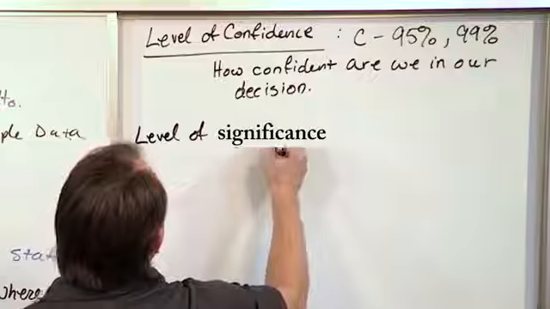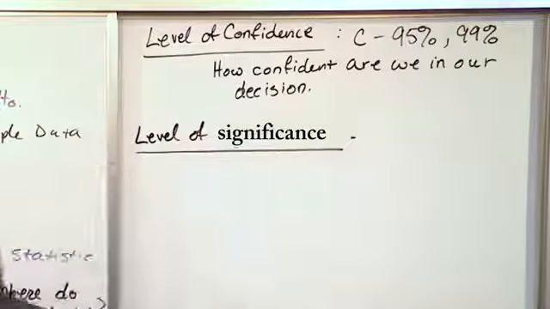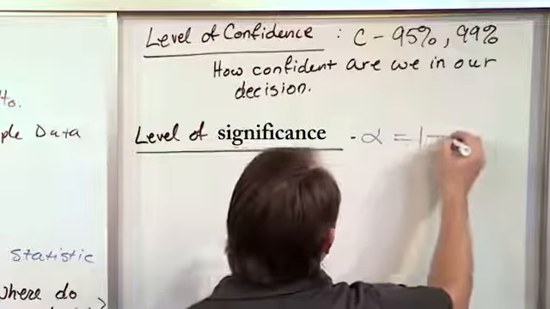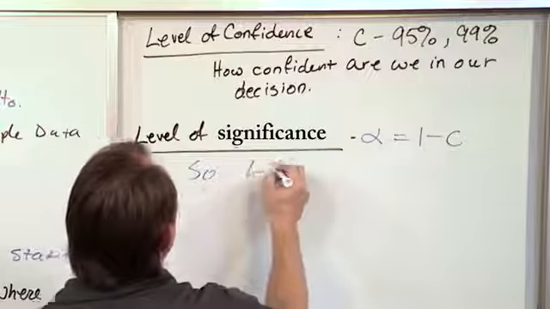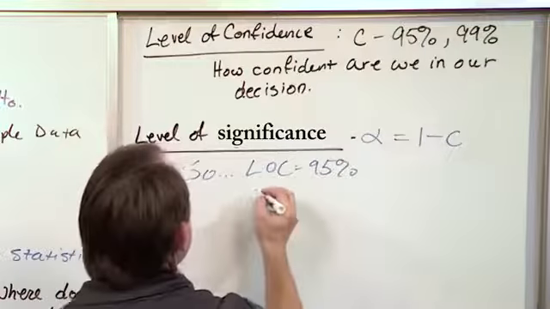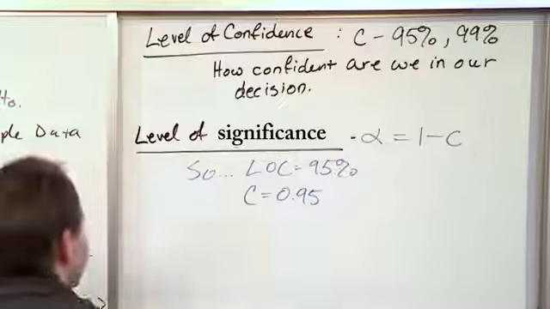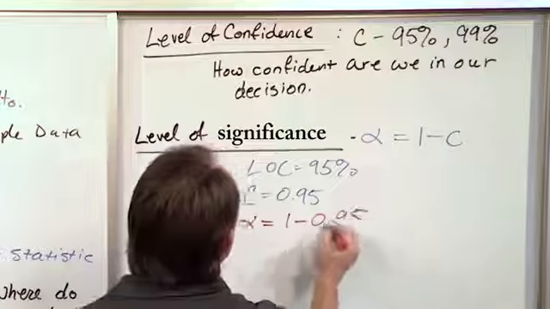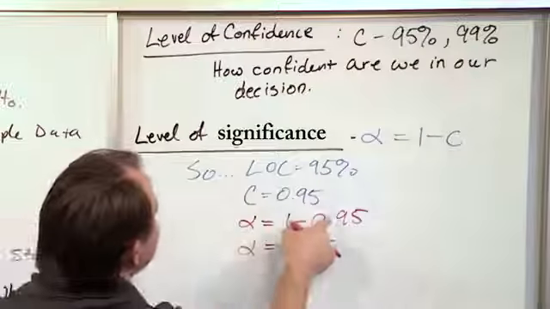I've covered this a lot in confidence intervals, but I'm writing it here because I just want to make sure everybody has it in one place. Basically, we call that alpha, and that's 1 minus the level of confidence. So, if the level of confidence is 95%, then that means that C is 0.95. And in that case, alpha would be 1 minus 0.95. So alpha would be 0.05. So you see, C plus alpha always add up to 1.